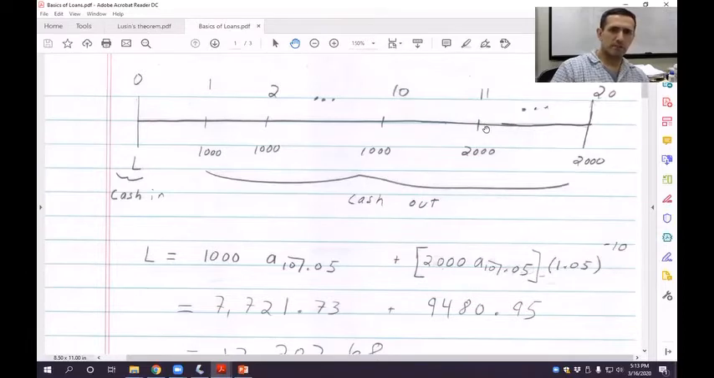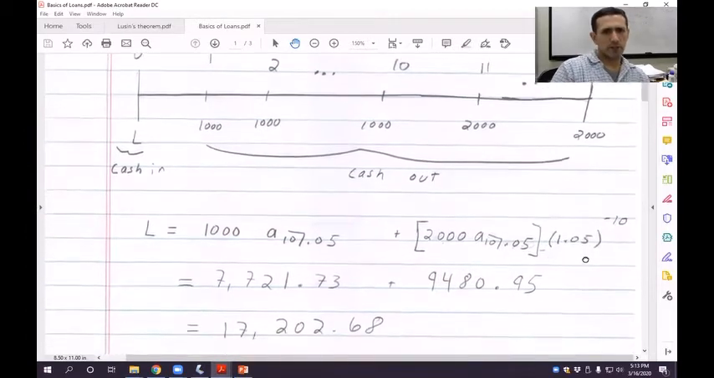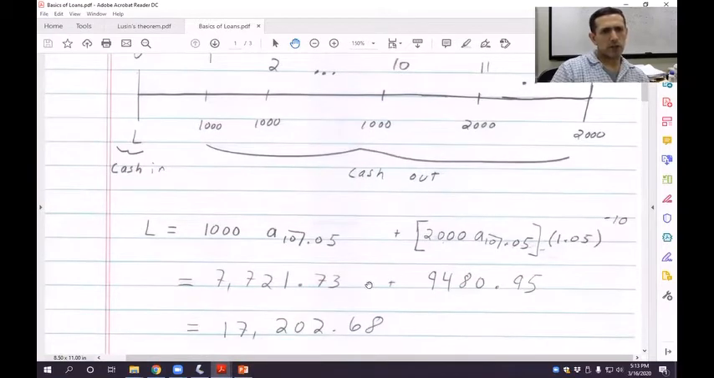So at t equals 10, this is the present value of the 2,000 payments, but it has to get discounted by 10 years. We have to go back to t equals 0, because we don't really want the present value of the 2,000 payments at t equals 10, we want it at t equals 0. So we discount it by 10 years, same interest rate, 5%. You get these two values, so L is 17,202.68.